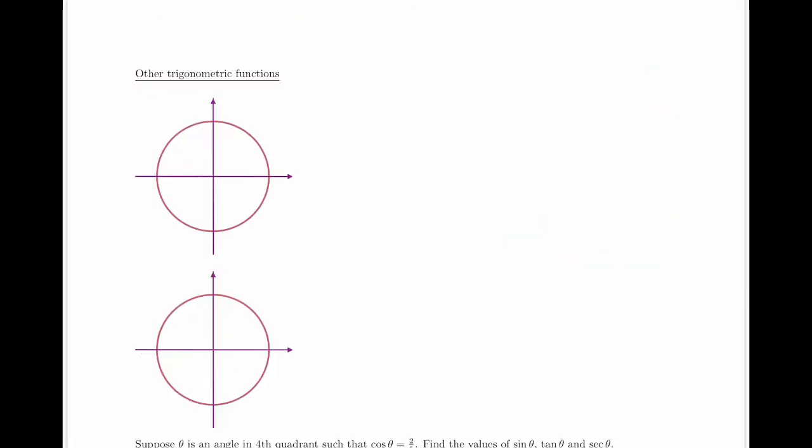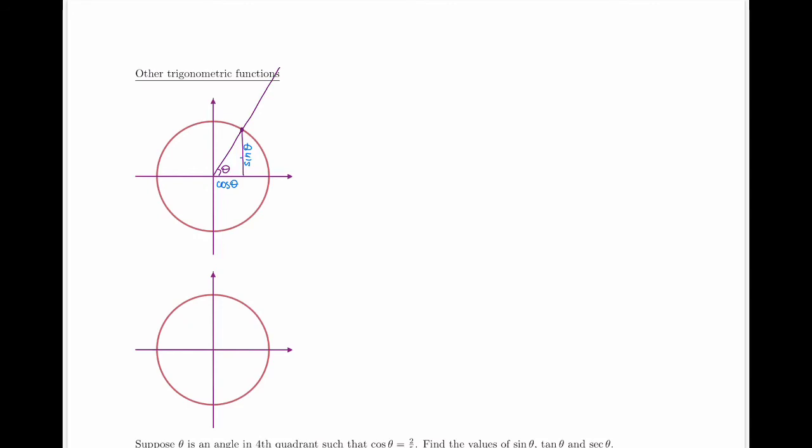Let's recall that sine and cosine come from the fact that the point on the circle has x and y coordinates, and those x and y coordinates will be represented by sine and cosine. So cosine of the angle theta is the corresponding x coordinate, while sine is the corresponding y coordinate. By extending this line further, we will see where the other functions come from.